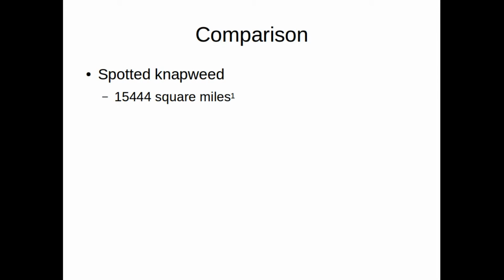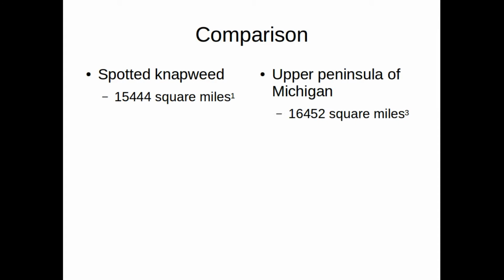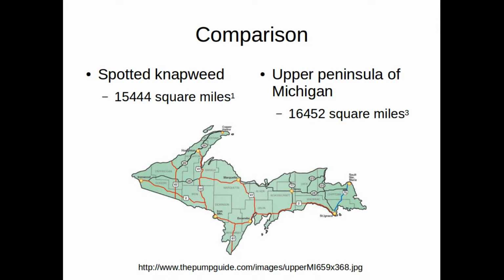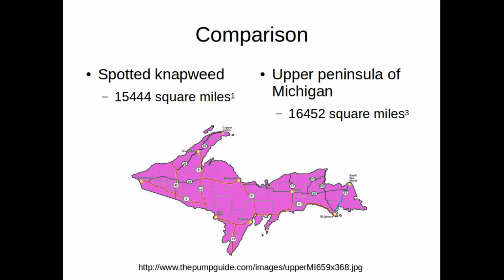As I stated on the last screen, spotted knapweed currently covers 4 million hectares of land in the United States. That is equivalent to 15,444 square miles. To put that into perspective, the Upper Peninsula of Michigan has an area of 16,452 square miles. Imagine if the entirety of the Upper Peninsula was covered by a giant monoculture patch of spotted knapweed, with the exception of half of Luce County.